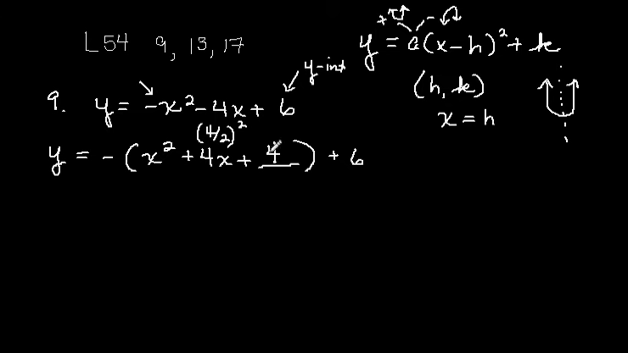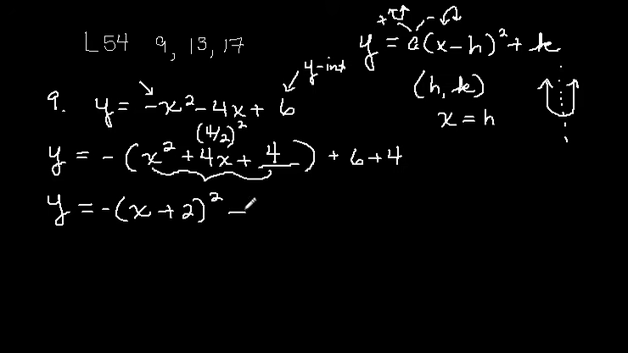Now the thing is, this 4 is not really 4. This 4 is multiplied by the negative sign, so it's really negative 4. So we're really subtracting a 4 off, so we have to add it back on over here. Now we have a perfect square trinomial, and perfect square trinomials factor into something quantity squared, plus 10. Now we have it in this format right here. So we can look at it and determine the vertex is (negative 2, 10).